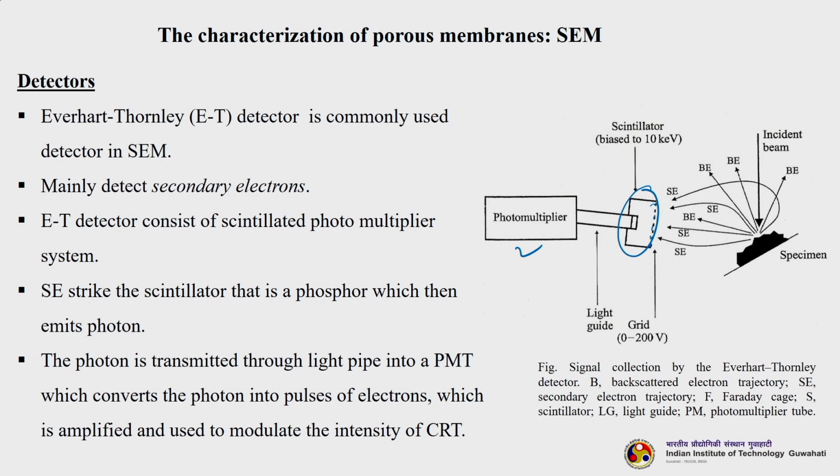This photon is transmitted through a light pipe into a PMT, which converts the photons into pulses of electrons, which are amplified and used to modulate the intensity of the CRT. You can see this is the specimen, and how the incident beam is falling here. Then secondary electrons are getting generated. Yeah, these are secondary electrons, these are backscattered electrons.